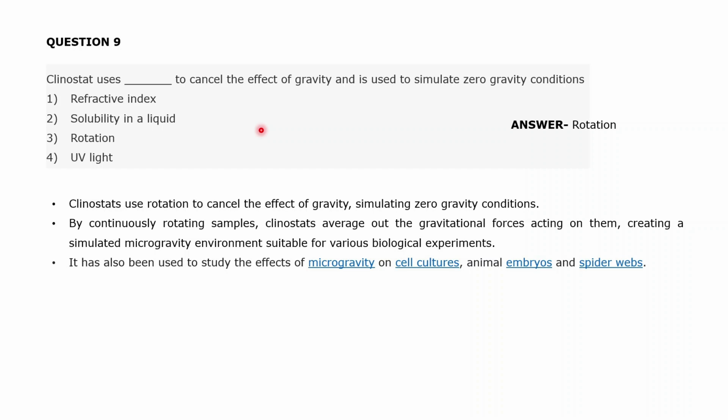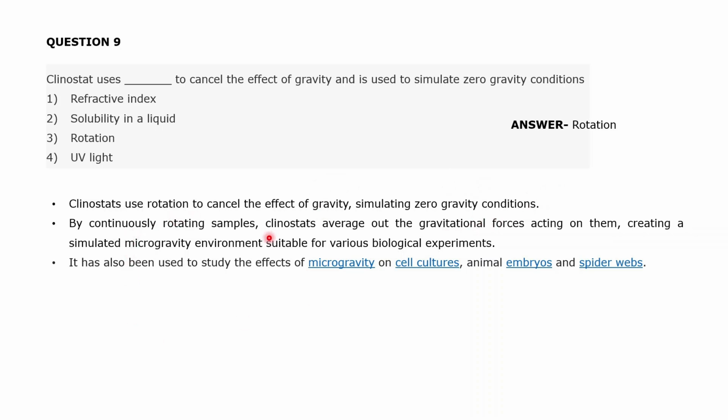So basically, if you look into a space station, it rotates within space to produce anti-gravity effects, and sometimes it rotates to produce gravity effects. In this case, a clinostat is similar to that. When it rotates, it cancels out the effect of gravity and simulates a zero gravity effect. So it provides a microgravity environment.